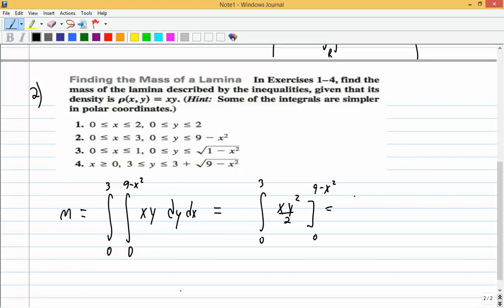So this is going to be the integral from 0 to 3 of x times, and I forgot my differential, don't be bad like me. If I plug in my top boundary, that's just going to be 9 minus x squared, and I chose to just write it like this because when you plug in the bottom boundary you get a 0, and so 0 is not going to make a difference.